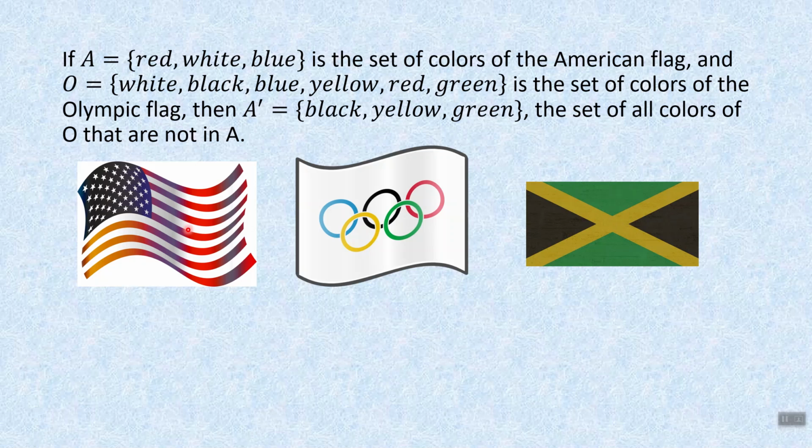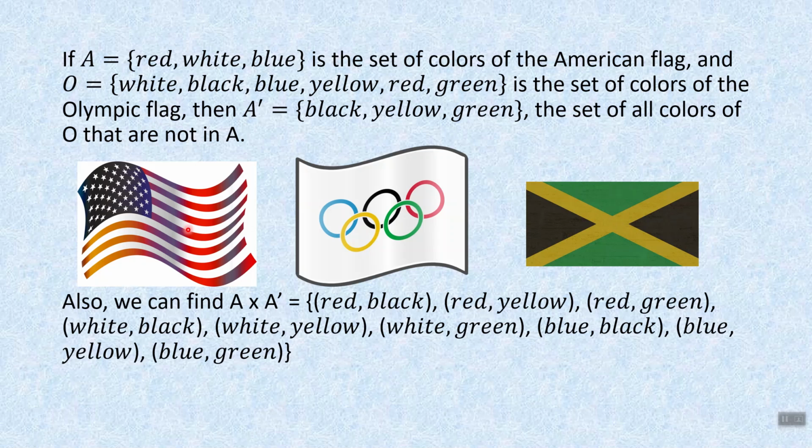Whew. All right. We could also do the cross product where we find A cross A prime, and what we do is we take a color from A, and then we take all the colors from A prime. So we'll take red with black, red with yellow, red with green. Then we'll do the same. We'll do white and black, white and yellow, white and green. And then blue and black, blue and yellow, blue and green.